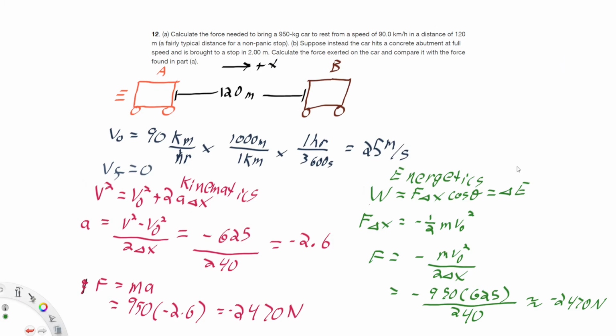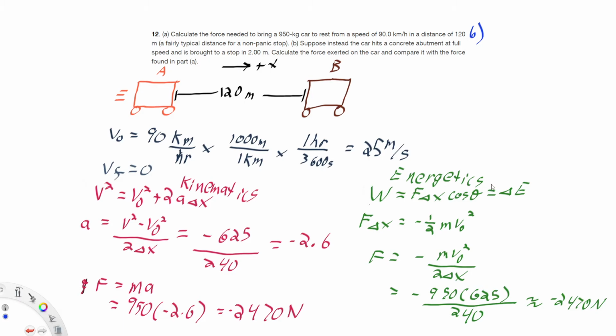Let me make a little bit of room here. I used a lot of colors on this page. What have I not used on this page? There we go. Blue.